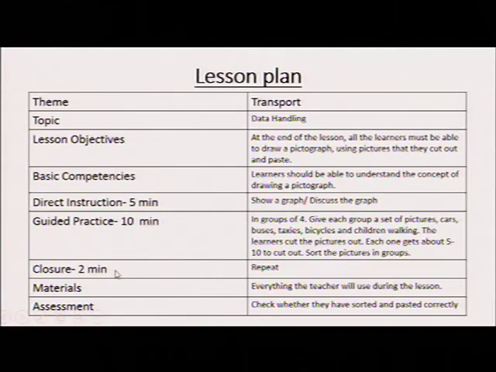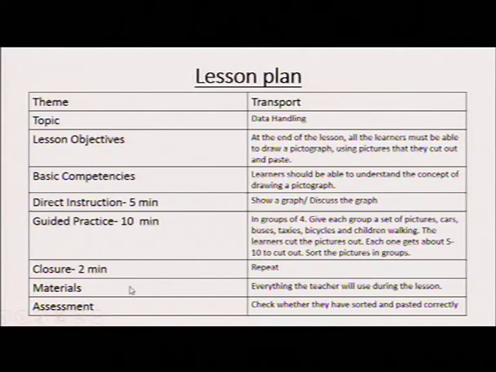When it comes to the closure of my lesson, I will repeat the important facts of the lesson. What do I want them to know? I want them to be able to group things and to draw a pictograph. So I repeat the important facts of the lesson.